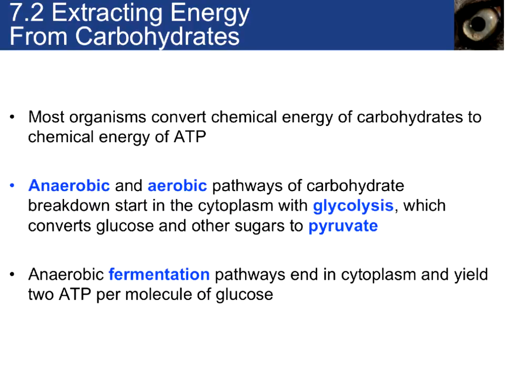Glycolysis happens in the cytoplasm. Glycolysis is the process of converting glucose and other sugars into a molecule called pyruvate. I do want you to remember this part, that glycolysis converts glucose into pyruvate. This process of glycolysis does not require oxygen. And so if there is no oxygen present, such as in anaerobic bacteria, the pathway ends with fermentation and yields a total of 2 ATP per molecule of glucose.